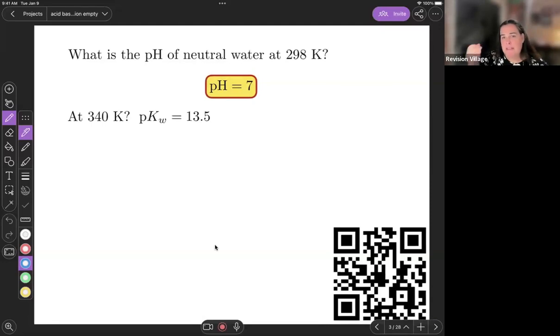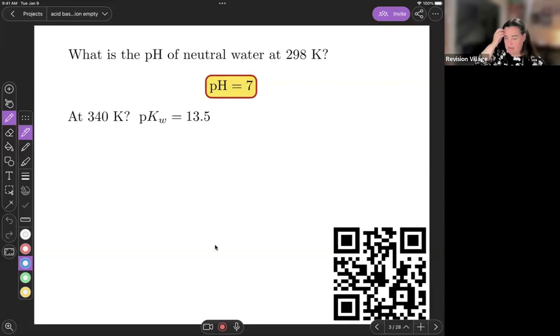At that point, the Kw has taken on a different value. So I looked it up in a table. It's no longer in our data booklet. It would be given in a problem. And I have some sample questions coming up in a second. But what if we were told that the pKw was 13.5? What would the pH of neutral water be?